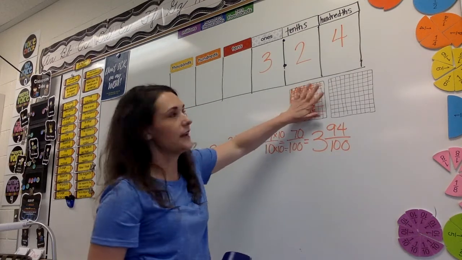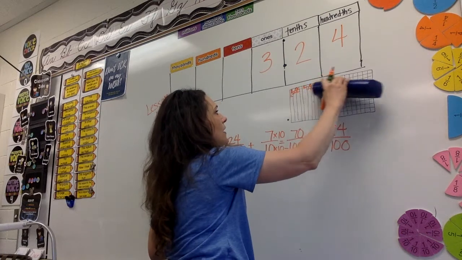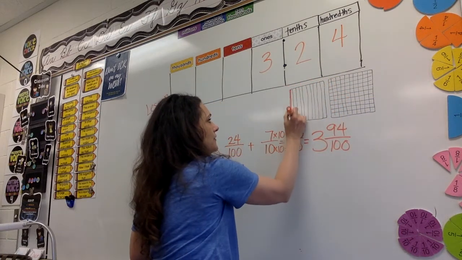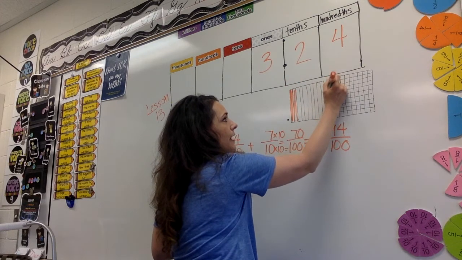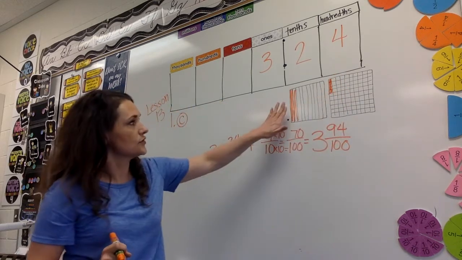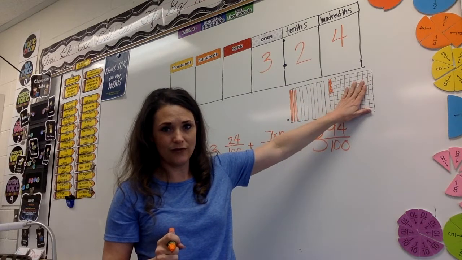I'm going to erase this and pretend this is 24, just so you can see what I'm saying. I could have 2 tens here and 4 pennies in a sense. So 24. Now, could I draw this as 24 pennies?